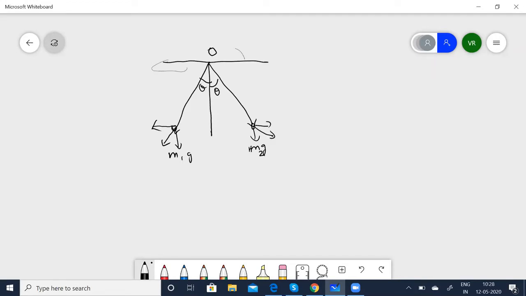This is along the tension. Let me mark this as T1 and this is T2. This is now going to be mg, right? So here, just a second, let me mark this clearly for you. So this is now going to be mg cos theta, and obviously that is perpendicular to that will be mg.